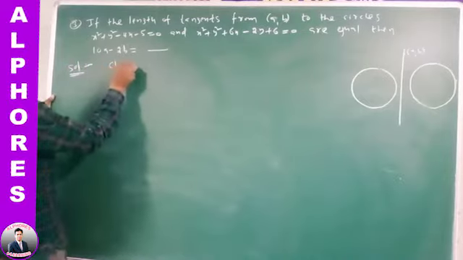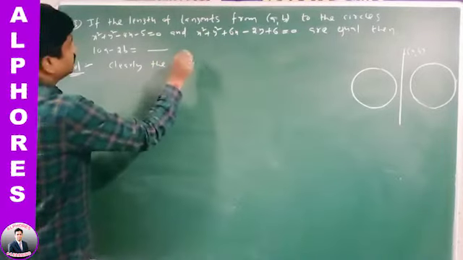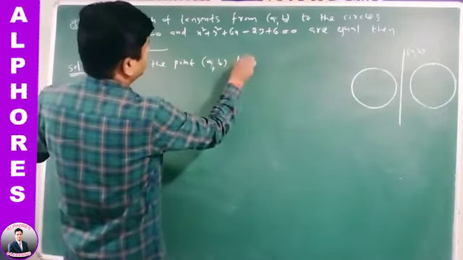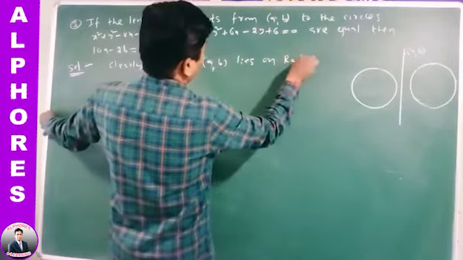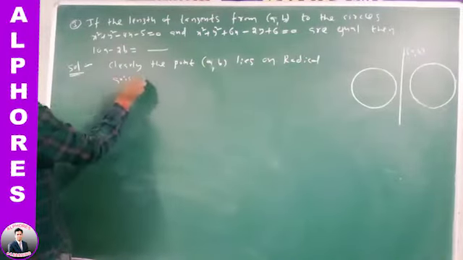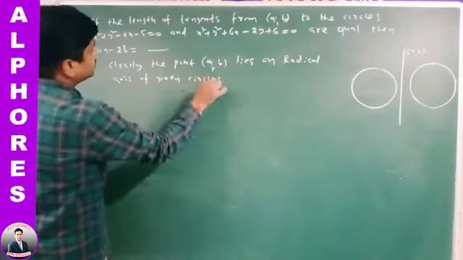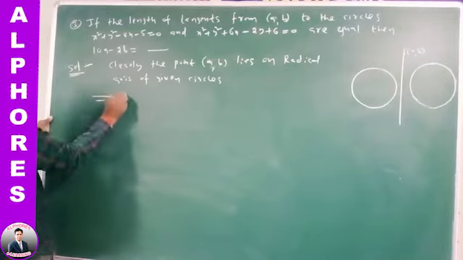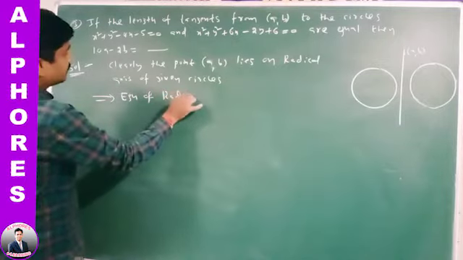Clearly, the point A comma B lies on the radical axis of the given circles. Next, the radical axis equation.